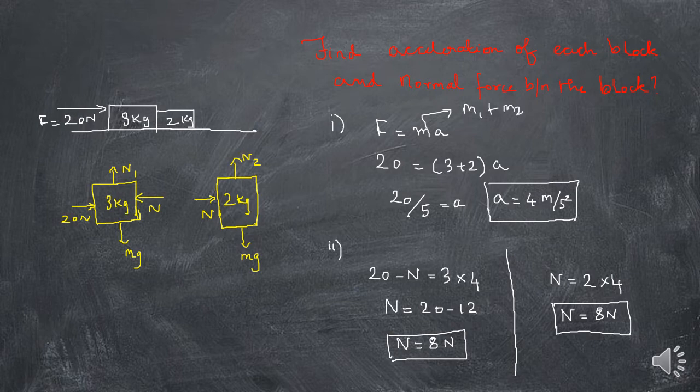So 3 plus 2 it will be 5. So my acceleration is 4 meter per second square. Next I am supposed to find the normal force between the blocks. How does this normal force exist?